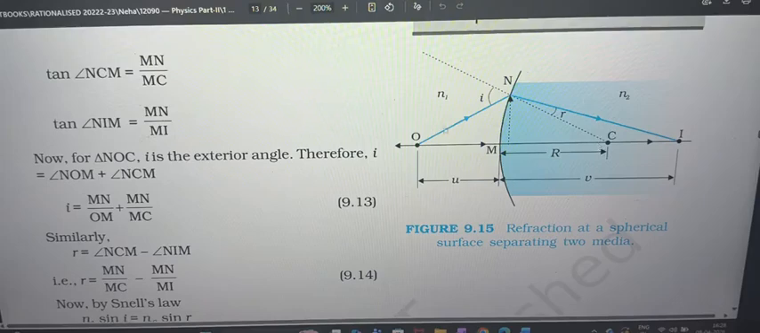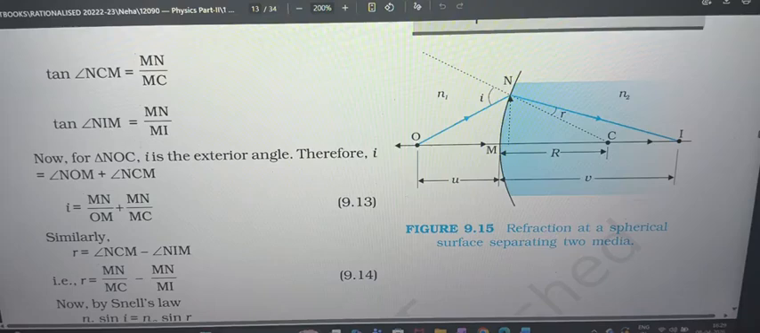Then tan angle NIM, again opposite divided by adjacent, NM divided by MI. Now here you can directly write angle NCM is equal to MN by MC, by only mentioning that because we are considering the angles to be really small, tan angle NCM can be approximately equal to angle NCM. So angle NCM is equal to this. Without mentioning tan, we can write that.